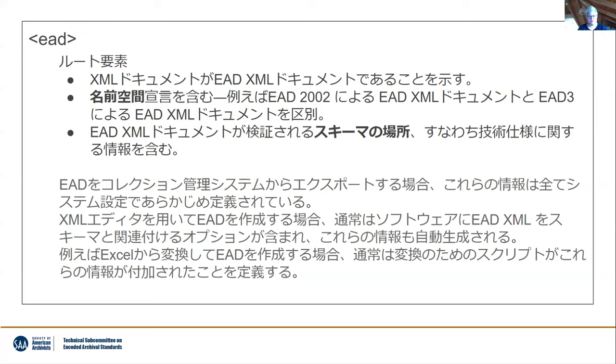Usually when you export your EAD, all of that information will automatically be included from your collection management system. Similarly, if you create EAD in an XML editor, that editor will have a possibility where you can just point to the schema, and then the editor will automatically create the technical interpretation of that. And lastly, if you are using EAD as a result of a transformation, for example from an Excel spreadsheet, the transformation script will usually take care of these technical details. I'm just mentioning them because they are important, but usually you don't necessarily have to think about them, because they will have been predefined in other contexts. Next slide, please.